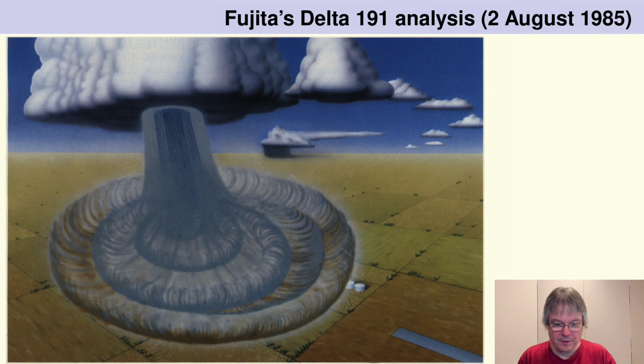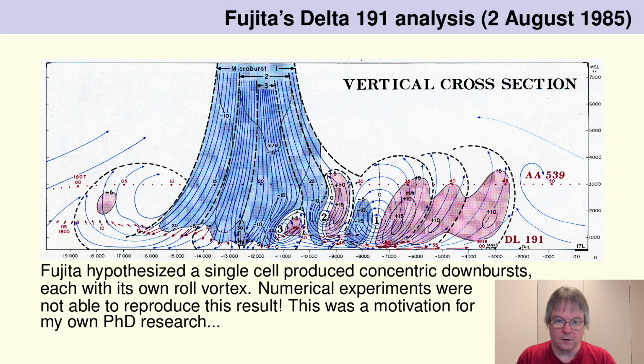That image is nice, but I think he got it wrong. Here is his analysis, a vertical cross-section through that image you just saw. You'll notice there's roll vortex 1, roll vortex 2, roll vortex 3. The reason he hypothesized this was when he looked at the black box of what the aircraft encountered, he was trying really hard to find a way a single downburst could have led to those winds, and he came up with this. Alternatively, it's possible that another type of event happened. I'll talk about that in a little bit.